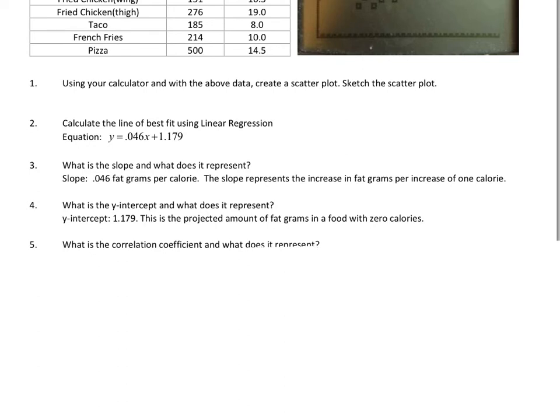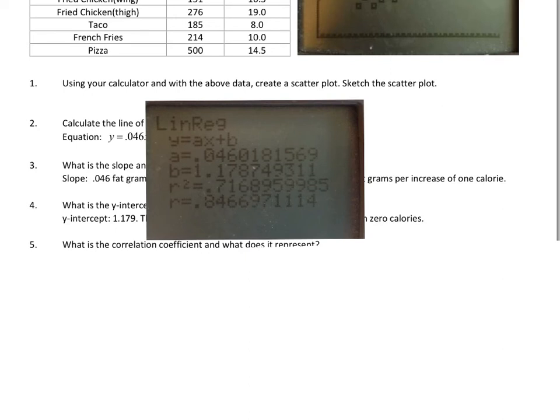So when you did your stat calc linear regression, if you had your diagnostics turned on, you should get a little R value. Your screen ought to look like this. And don't worry about the R squared. Ignore the R squared. That's not something for us. That's a statistics thing that you'll learn if you take AP Stats. But R is our correlation coefficient, and it's 0.84669. So we're going to round to 0.847. Remember, always use 3 decimal places.